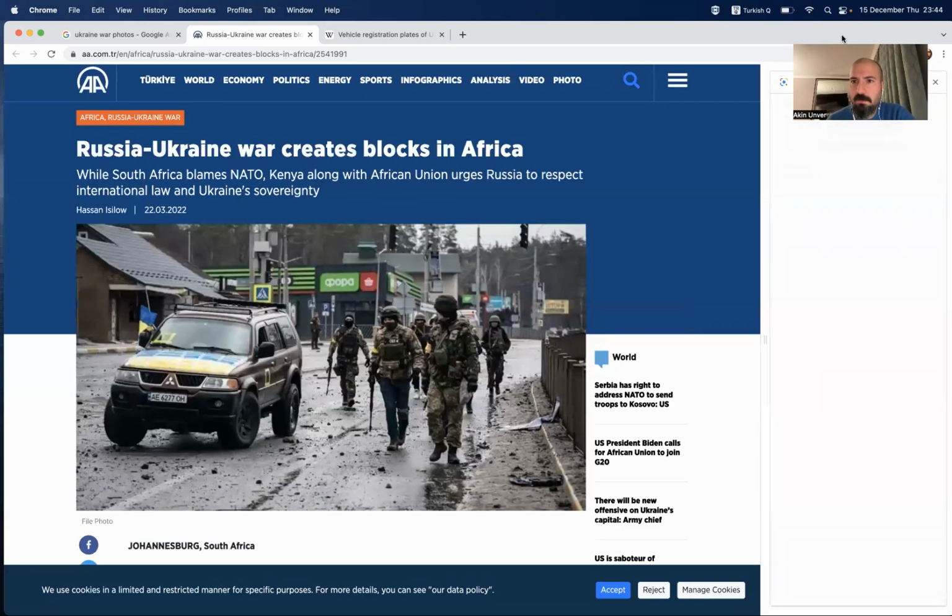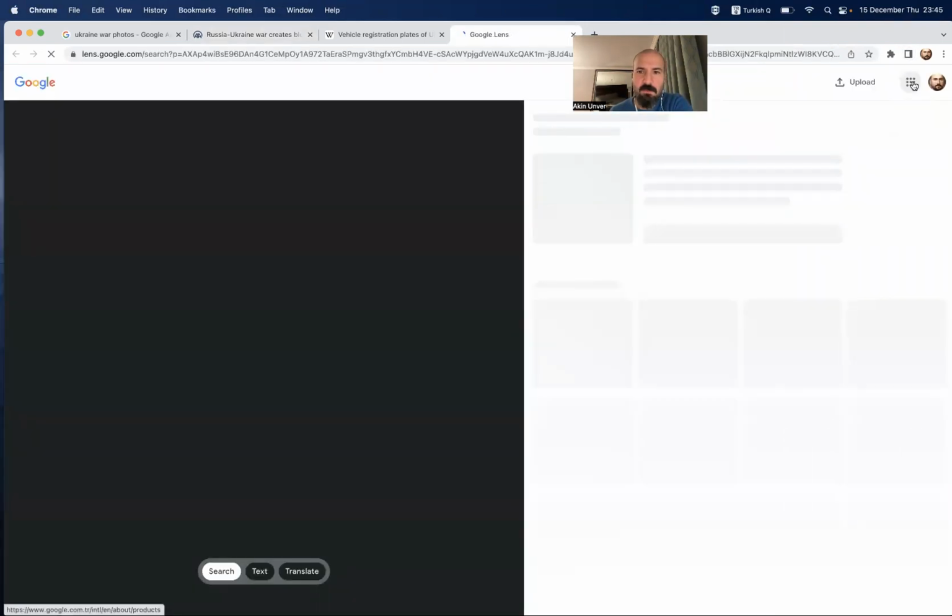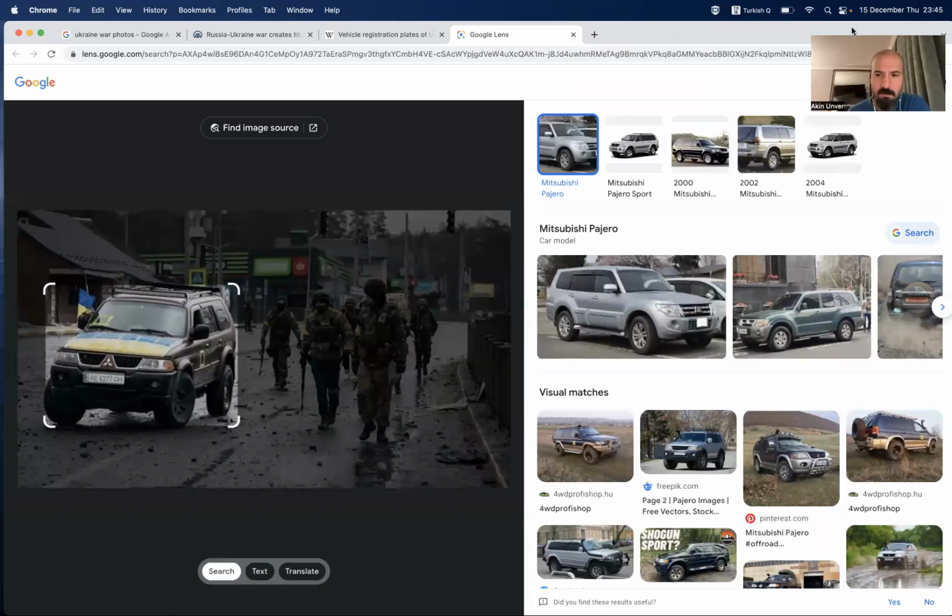So I'm clicking on this and it is bringing me to Google Lens, basically Google's own image recognition algorithm. Here it has a button that says open in a new tab. So I'm going to open this in a new tab so that I can work on something more. The first thing Google Lens recognizes in an image are brands or kind of things that you might buy.